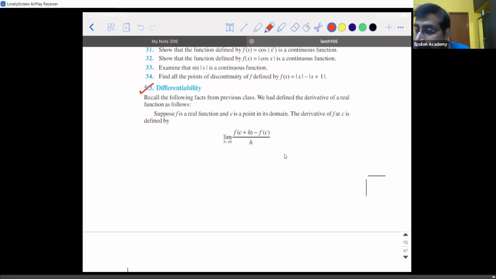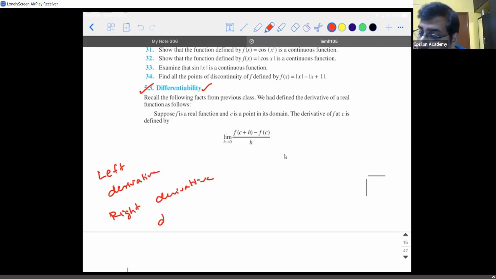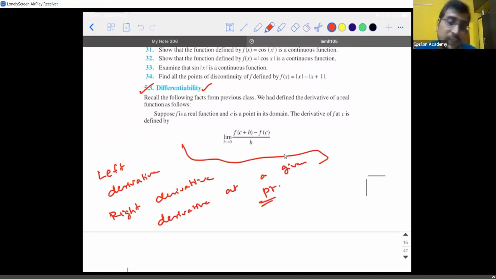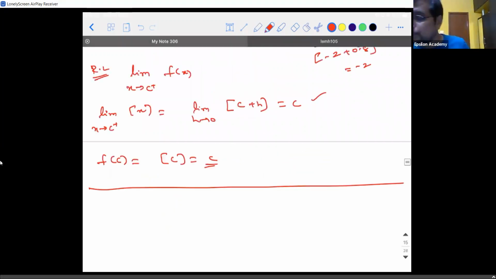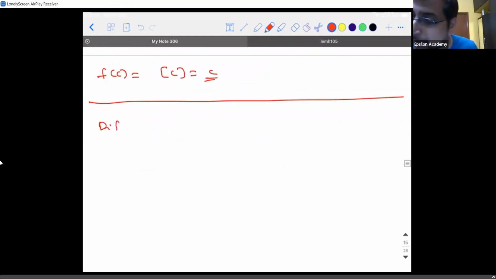Correct? Whenever I need to find whether a given function is differentiable at a particular point, I need to find something called the left derivative, the right derivative, and the derivative at the given point. I hope everybody remembers the formula for differentiation. If not, you have to recollect. So I'm starting. Please make notes for it. The heading is differentiability.